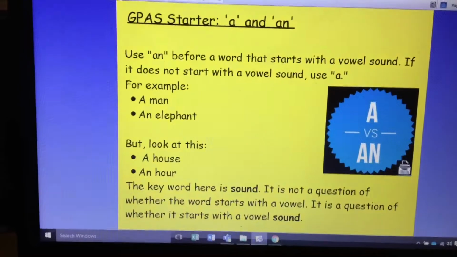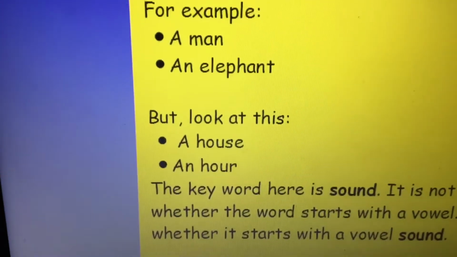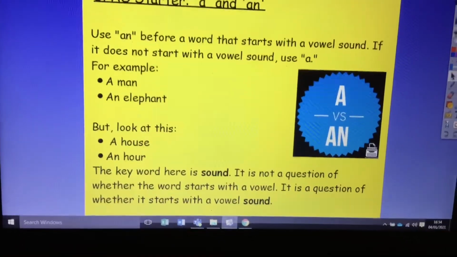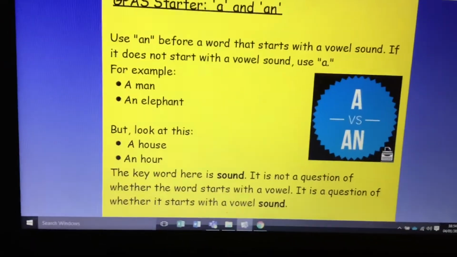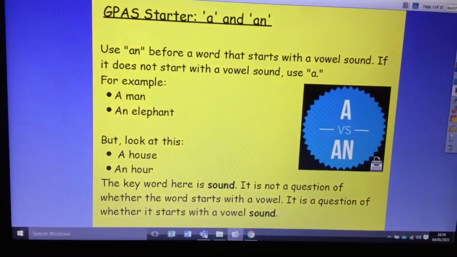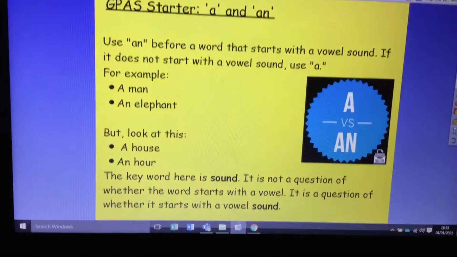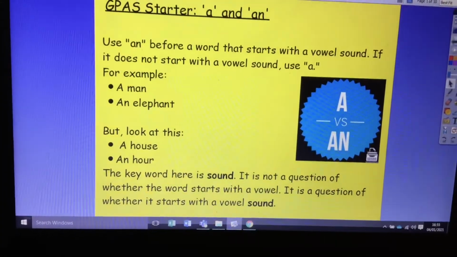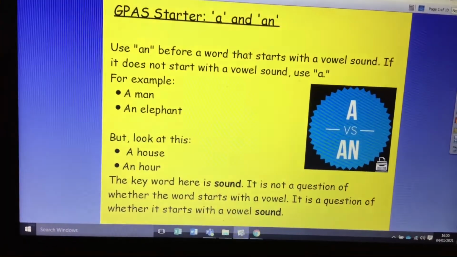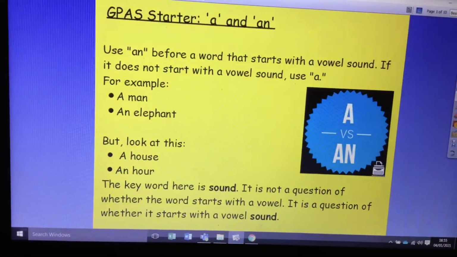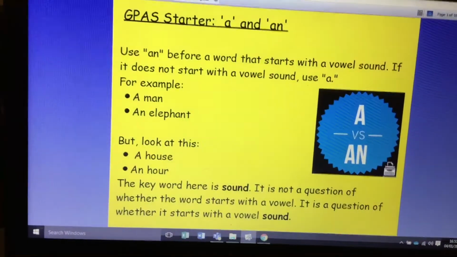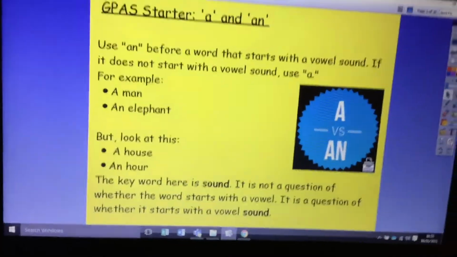But look at this. A house and an hour. They both start with H, yet one is a and one is an. That's because the key word we are using here is sound, not letter, okay? So don't worry about what letter it starts with, worry about the sound. A house. You've got the h sound. H is not A, E, I, O, U. But an hour, hour. Doesn't start with a H. That H is silent. So it starts with a vowel sound, which means therefore it should start with an.